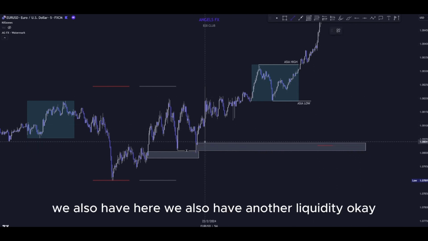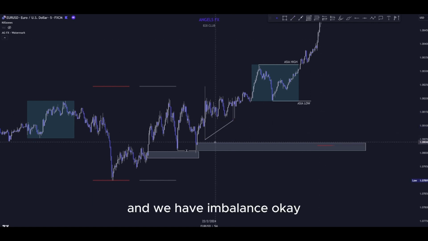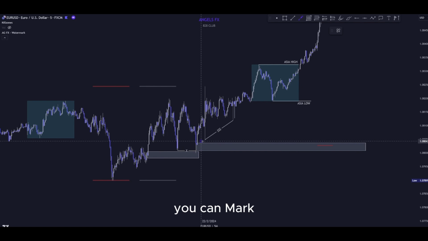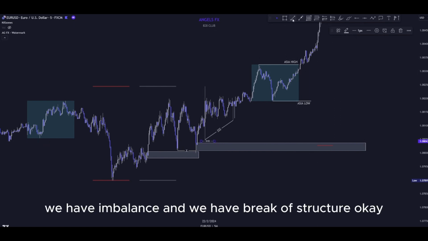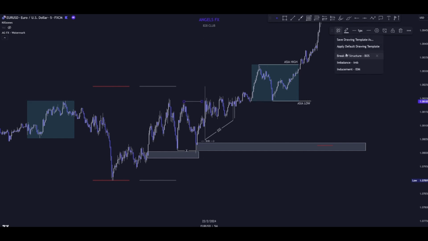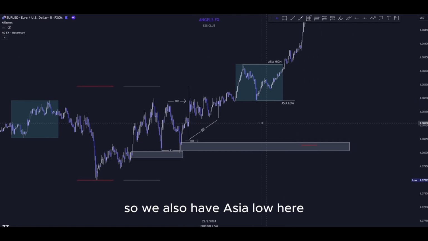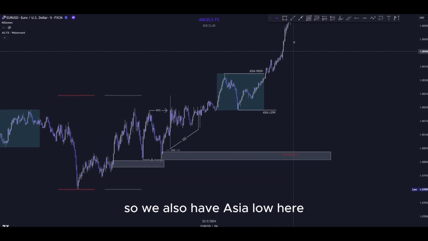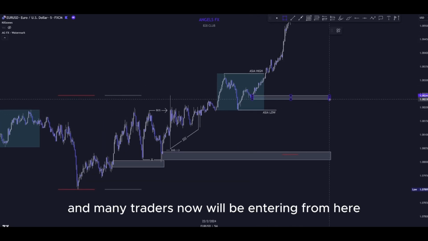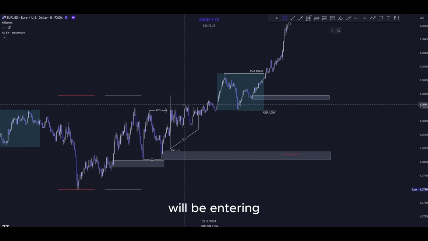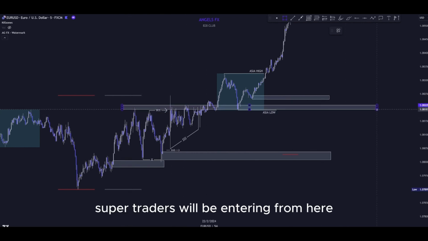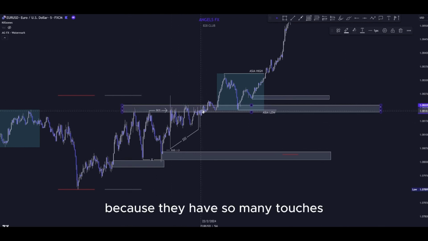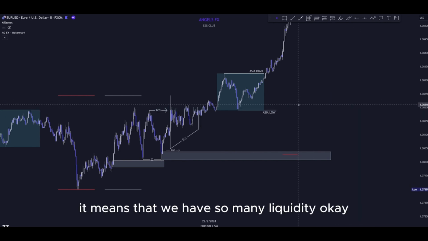We also have another liquidity, okay? And we have imbalance, okay? You can mark, we have imbalance, and we have a break of structure, okay? So we also have Asia low here, and many traders now will be entering from here, super traders will be entering from here because they have so many touches. So what does it mean? It means that we have so much liquidity, okay?